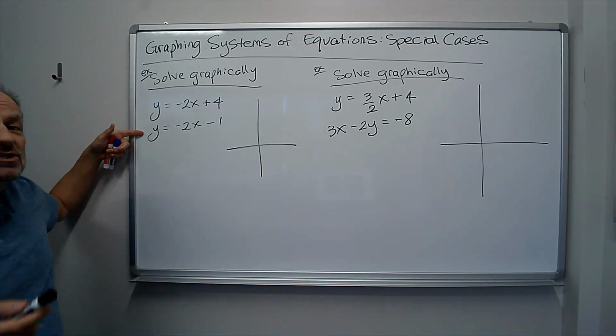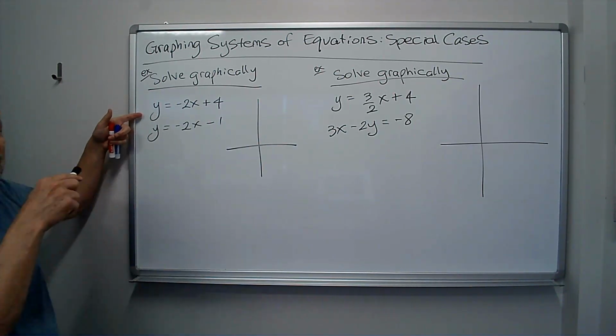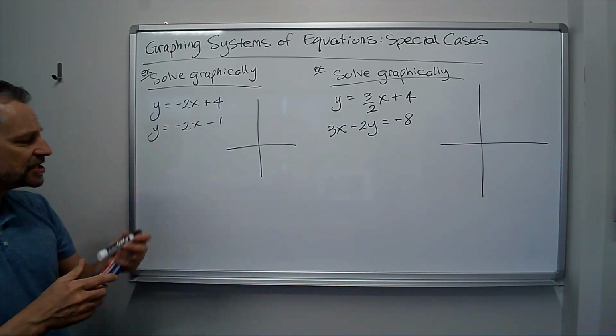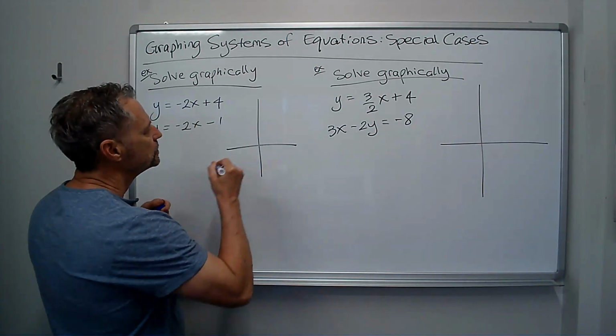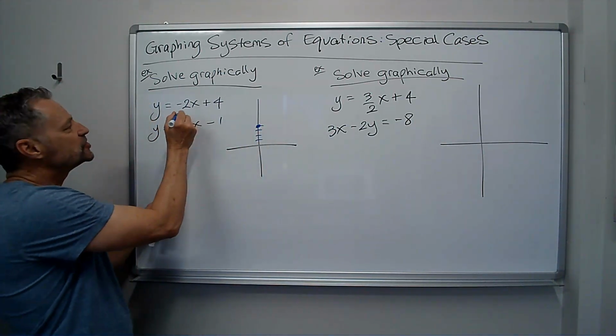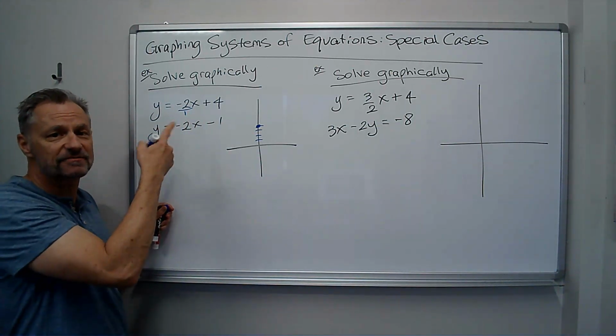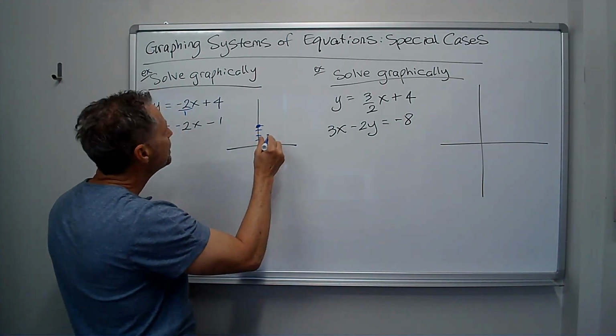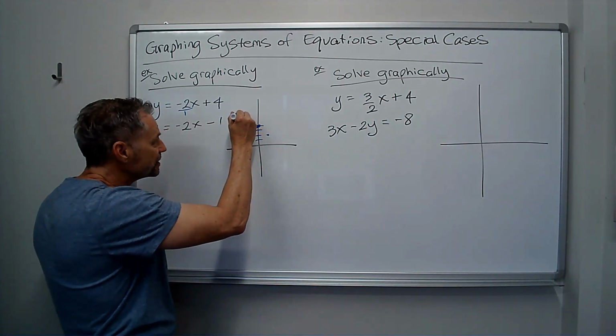These are in slope-intercept form, so I'm going to graph both of the lines in slope-intercept form. The y-intercept here is 4. So we'll go up to 4, draw a dot. The slope is -2, or if you think of it as a fraction, -2/1, so down 2, right 1. Down 2, right 1. And then the graph's going to look something like this.